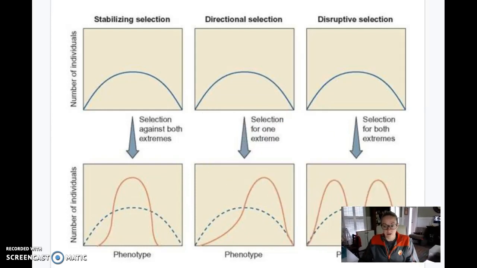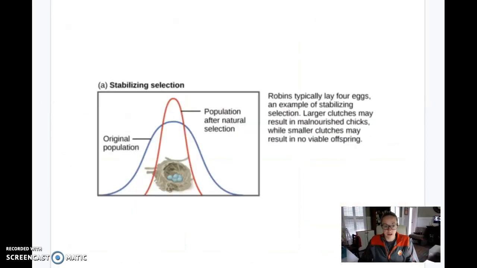There are a couple of other little examples I want to show you. So this is an example of stabilizing. I talked about this a little bit in the live YouTube clip. Robins typically lay 4 eggs. An example of stabilizing selection. Larger clutches, which is basically a plot of eggs, kind of like a litter of puppies, may result in malnourished chicks, while smaller clutches may result in no viable offspring.